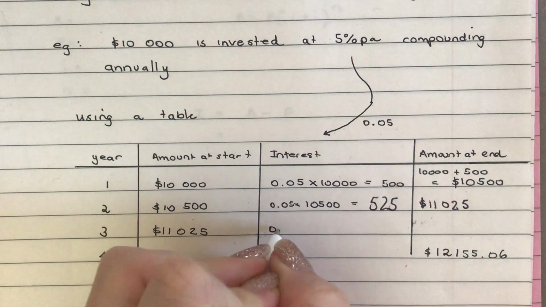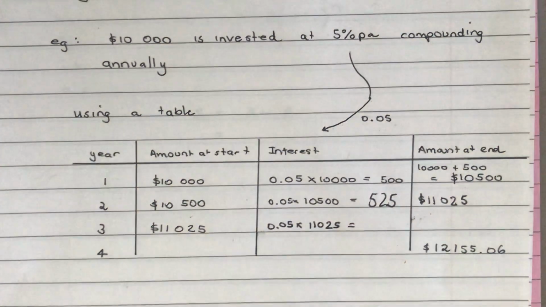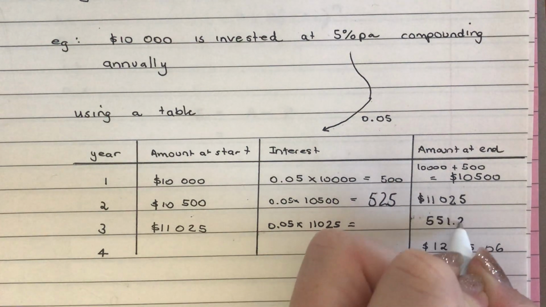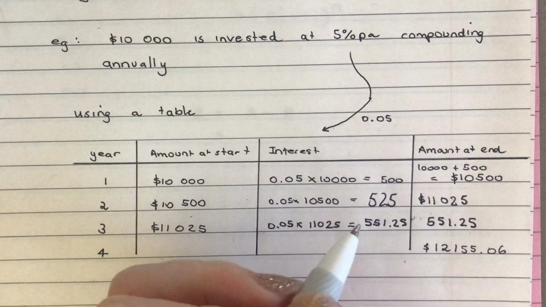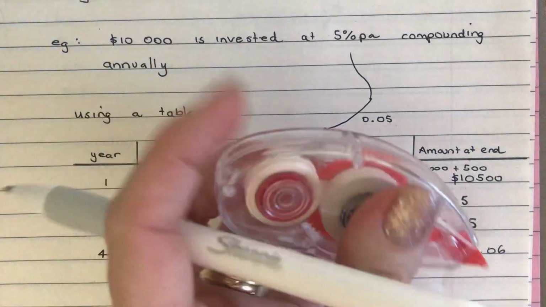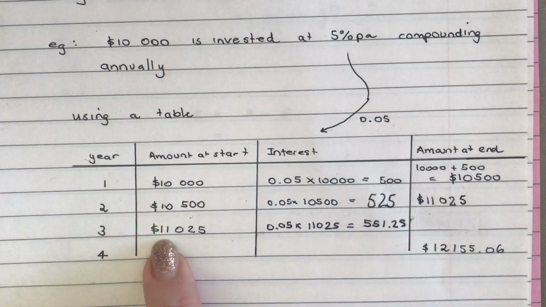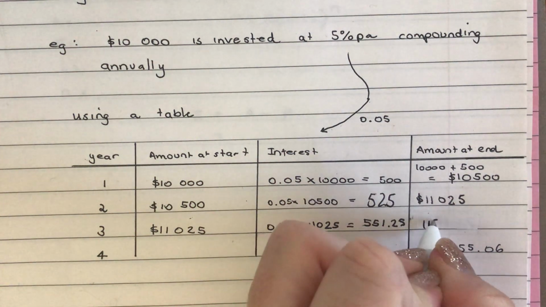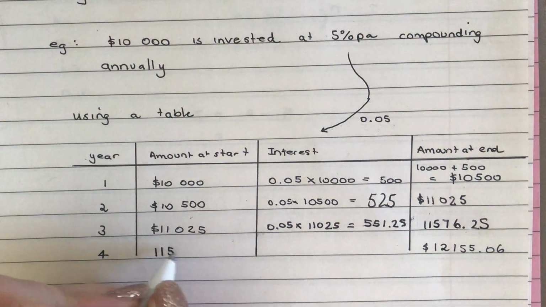So then we're going to do our 0.05 times that new number, 11,025. When we times that by 0.05, we get $551.25. Sorry, I wrote that in the wrong spot, $551.25. So then to get our total at the end, we need to add that $551.25 onto the 11,025 that we had at the start of the year. So we get $11,576.25. That's then going to come down to that next line there.